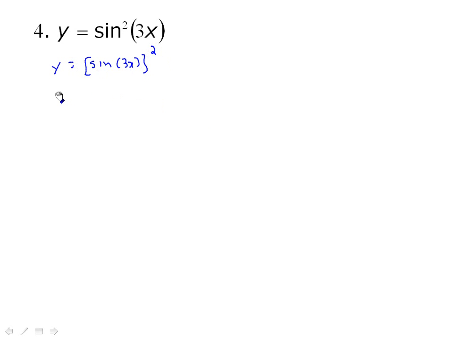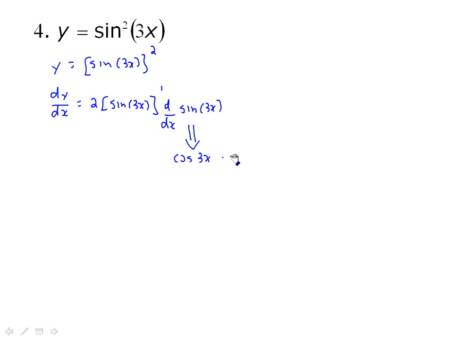So that when I differentiate, dy/dx is going to be equal to 2 times the sine of 3x to the 1, if you want it there, multiplied by the derivative of sine 3x. Now I like to work down with these ones and then put it all together. The derivative of sine 3x is cosine 3x. And then this has to now be multiplied by the derivative of 3x.